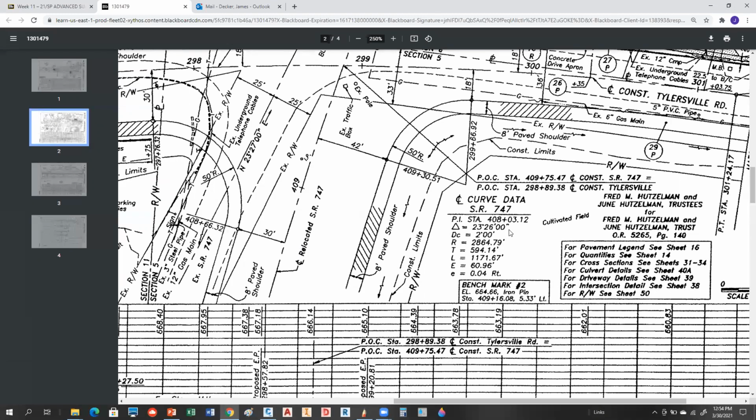It has a degree of curve of 2 degrees. Highway engineers like to use degree of curve, but what that actually defines essentially is the radius. Look how large that radius is. That's over half a mile long, that radius. So that's a large radius. T is 594 feet. The length of arc is 1,171 feet. So that is the bent distance along this arc from where it starts to where it ends.